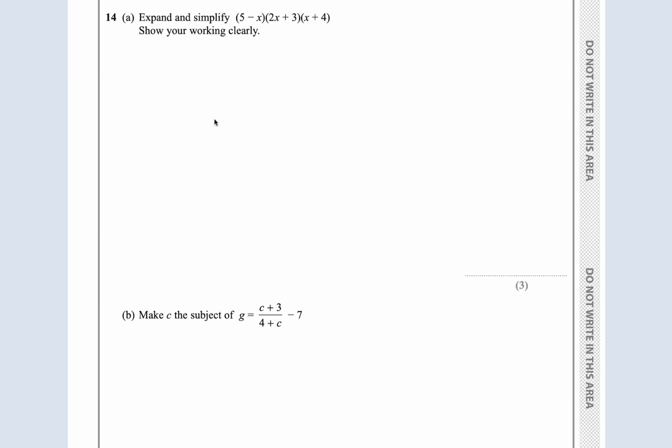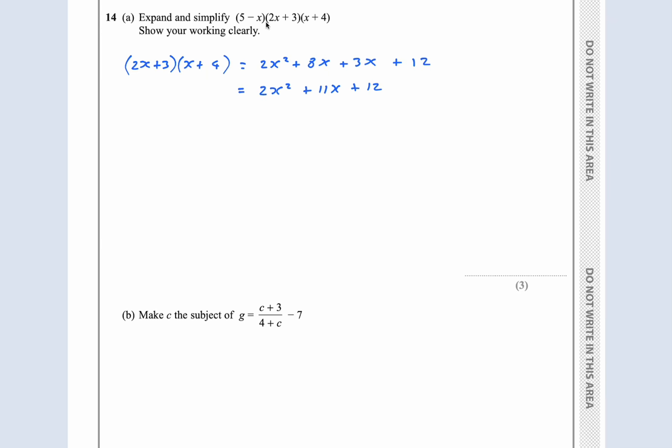Okay, question 14. Expand this and simplify. So we can do whichever order we want. First, I'm going to do the 2x plus 3 times the x plus 4 first. 2x times x is 2x squared. 2x times 4 is plus 8x. 3 times x is plus 3x, and 3 times 4 is plus 12. This gives me 2x squared plus 11x plus 12.